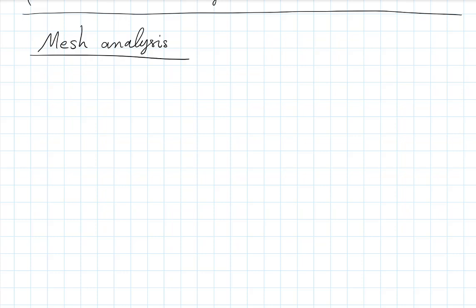So in nodal analysis, instead of element voltages, we used node voltages. In mesh analysis, instead of element currents, we use mesh currents. Now, what do I mean by mesh currents? So in essence, here we are interested in finding currents.